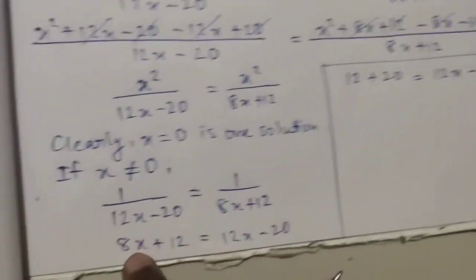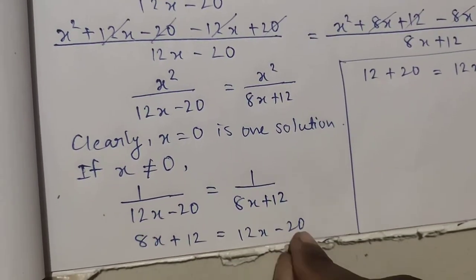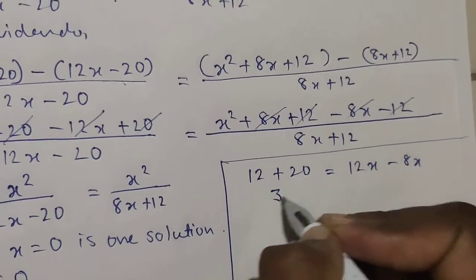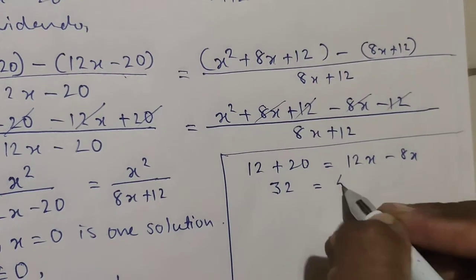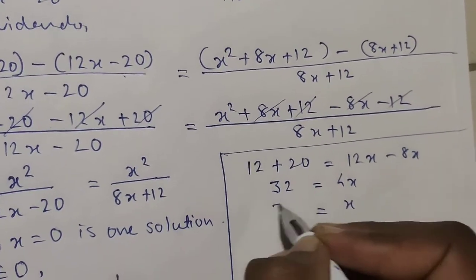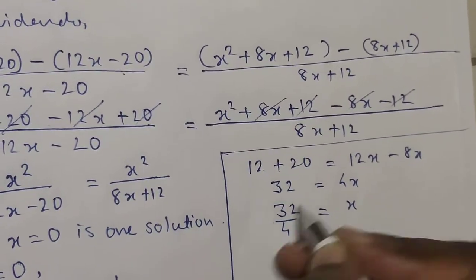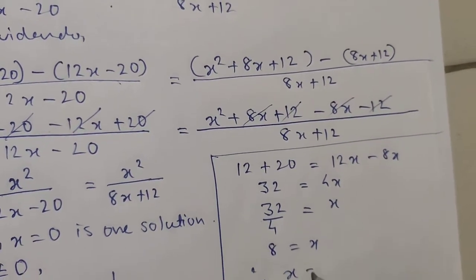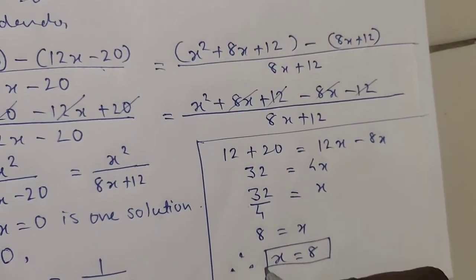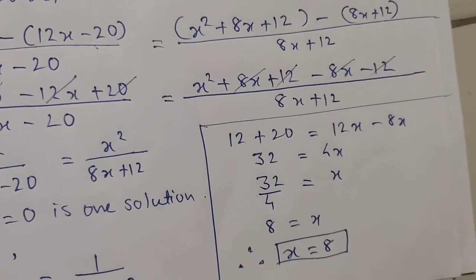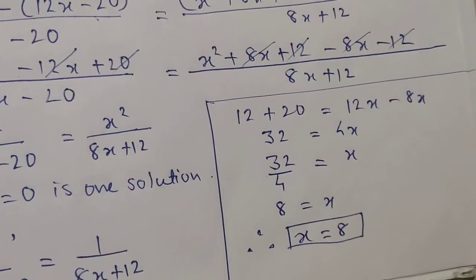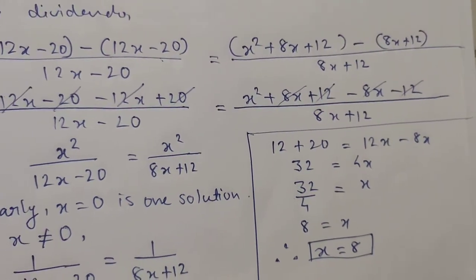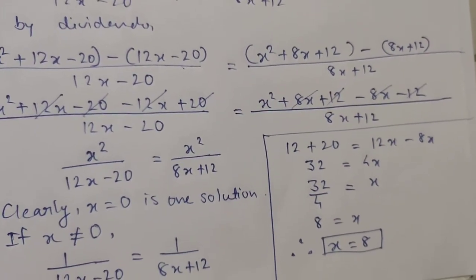Understood now? We have transferred this 8x to the right hand side and minus 20 to the left hand side. So if you do addition of this, 32, this is 4x, so x becomes 32 upon 4. 4 8s are 32. So finally you are going to get here x is equal to 8. So this is your answer, x is equal to 8. Okay, understood now? So in this way I have completed the first question.